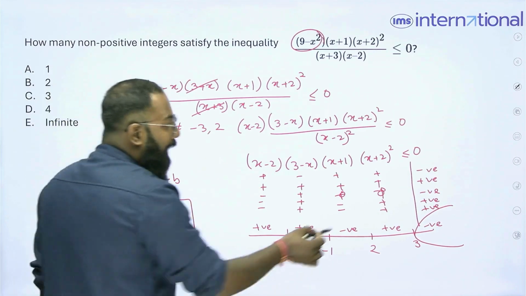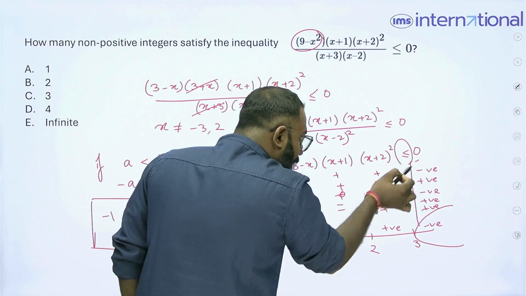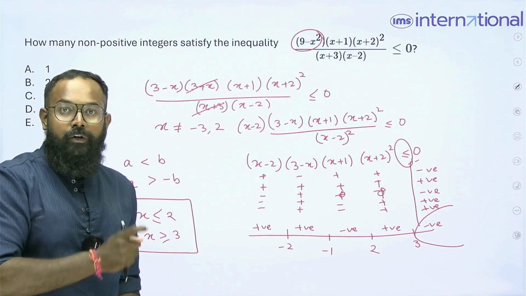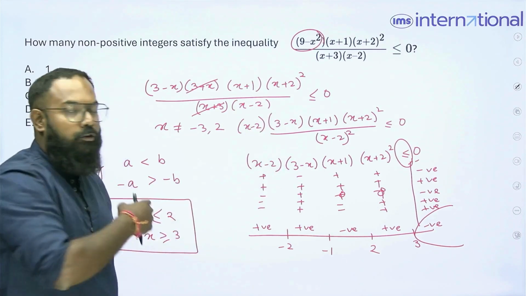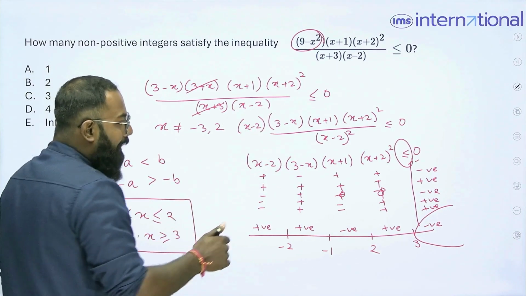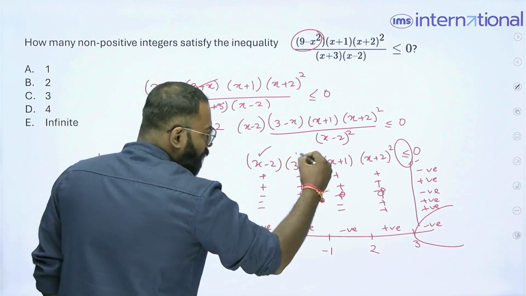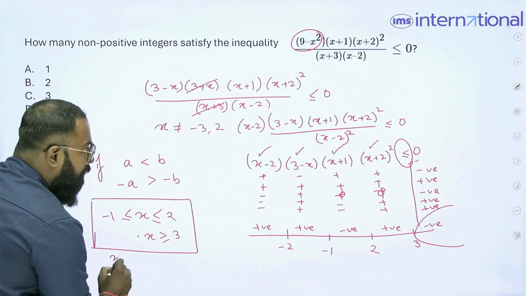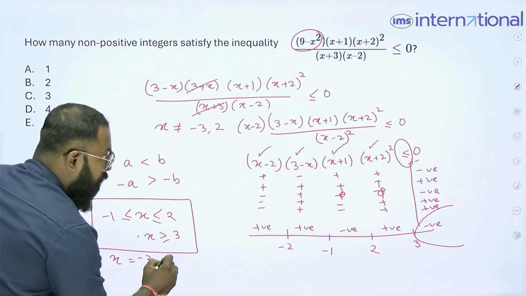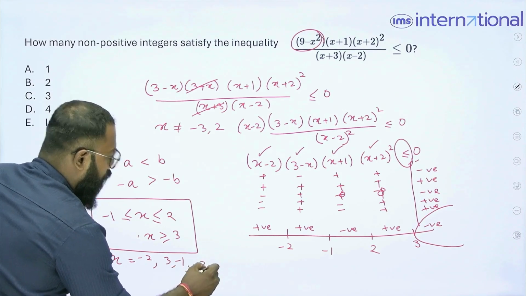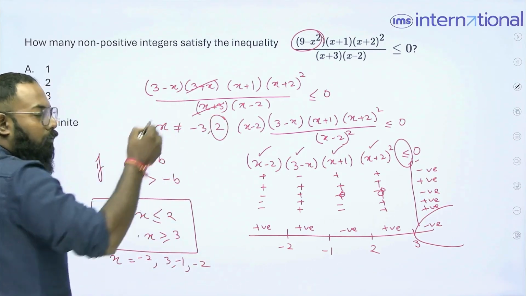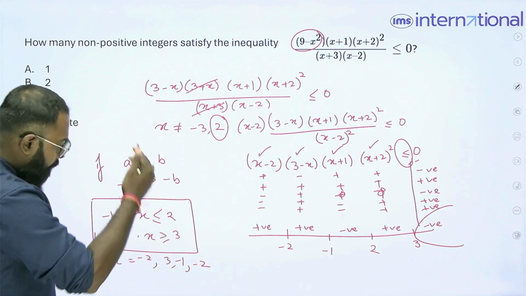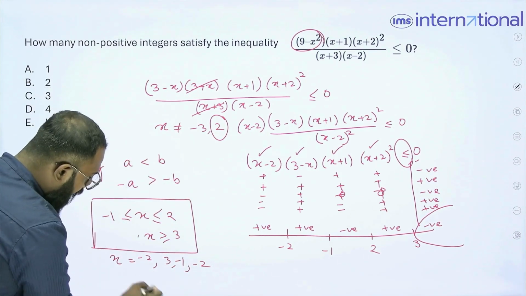Now, since we have an equality attached in this inequation, I am going to take all the values of x for which this entire expression is going to be 0. That means I can take x is equal to 2, x is equal to 3, minus 1 and minus 2. But I cannot take x is equal to 2, as I already discussed in the last point. So I'm just going to cancel it.